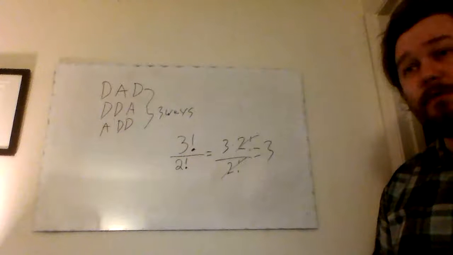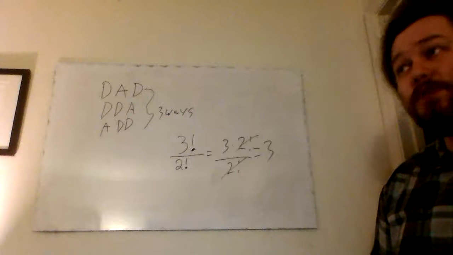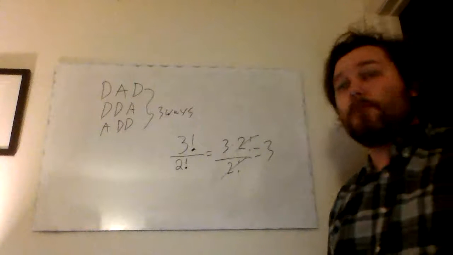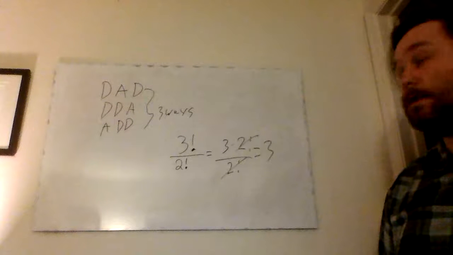Combinations won't do it for you because order matters. And if you just simply use a permutation, you run the risk of overcounting or undercounting in some cases.